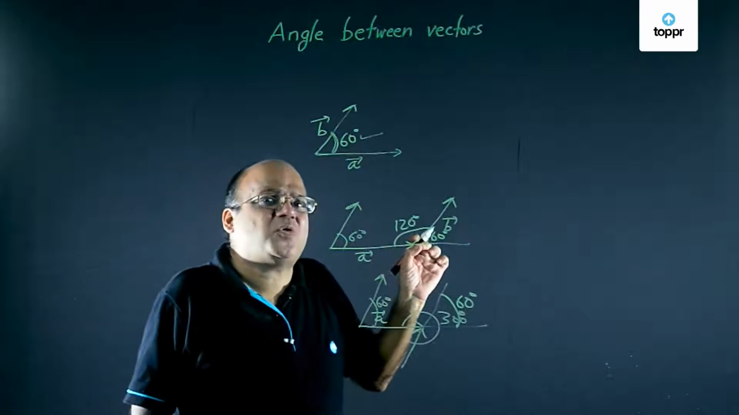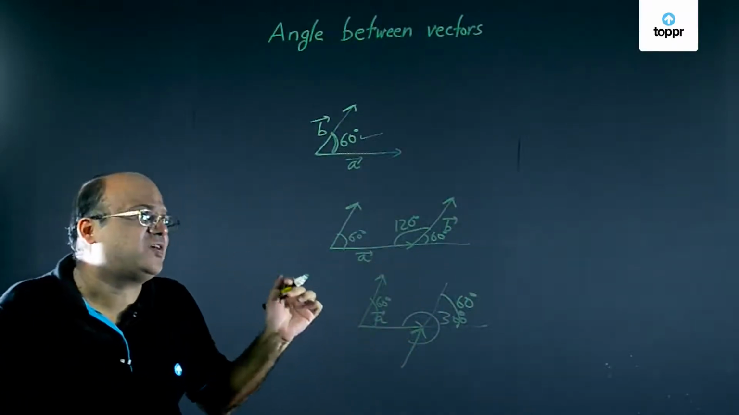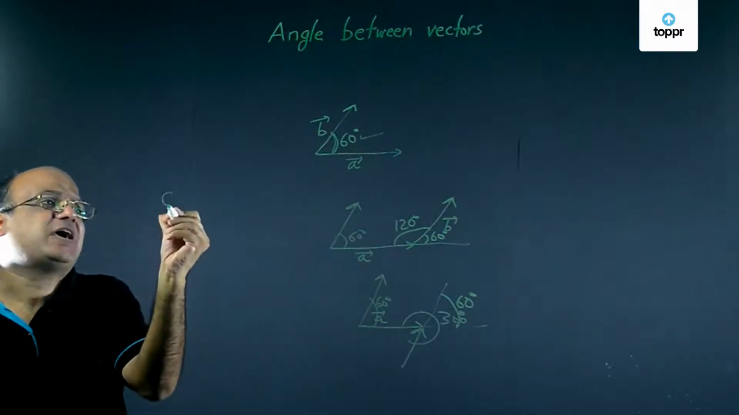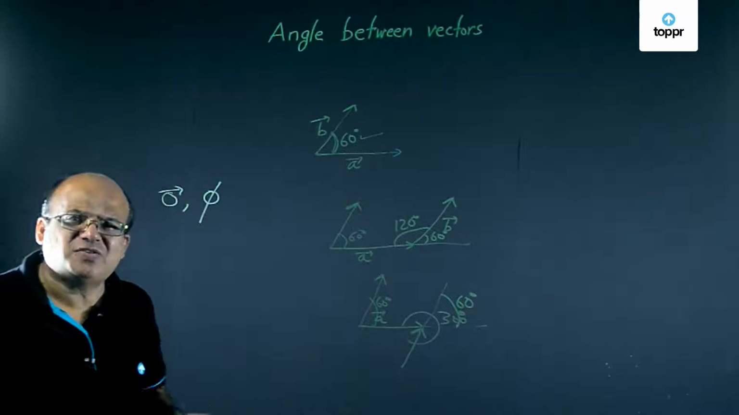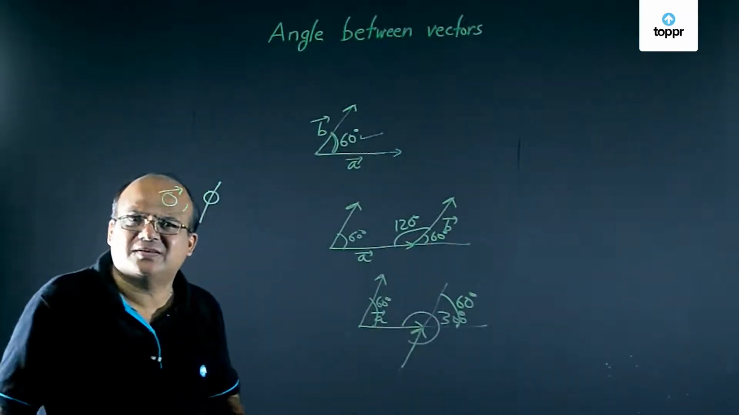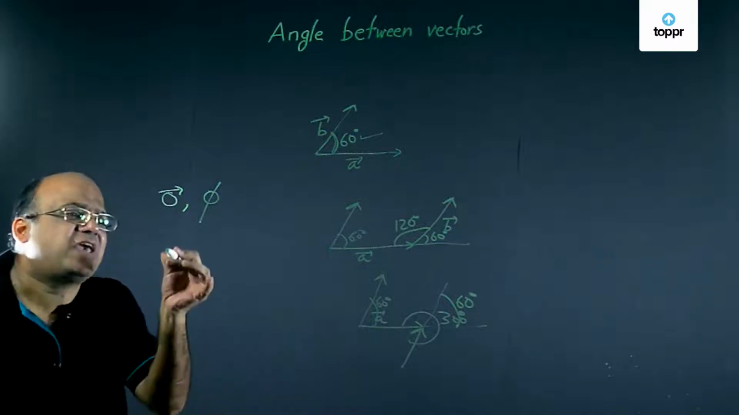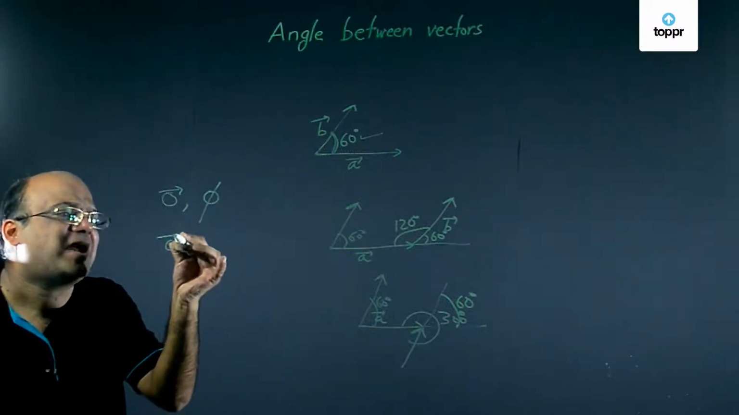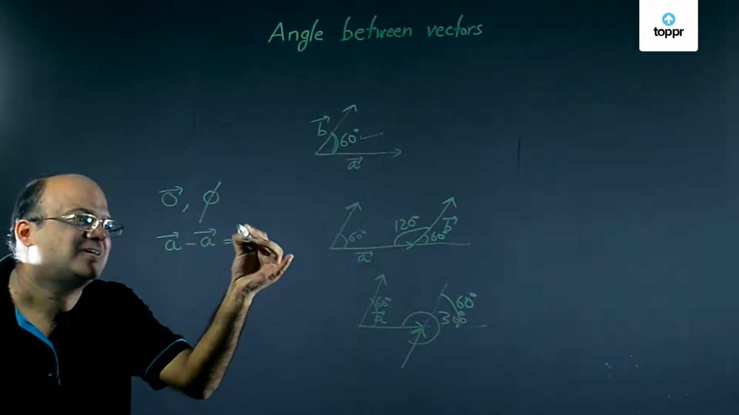Now we will learn about null vector. Null vector is also known as zero vector. So 0 with arrow on top, or write the Greek alphabet phi. So how will you get a null vector? How do you get 0? 2 minus 2 is 0. So A vector minus A vector is null vector.